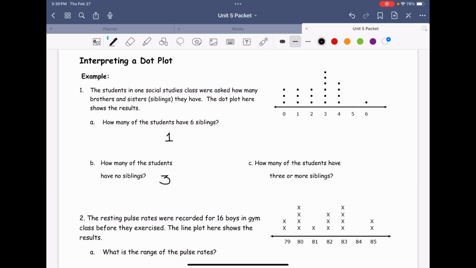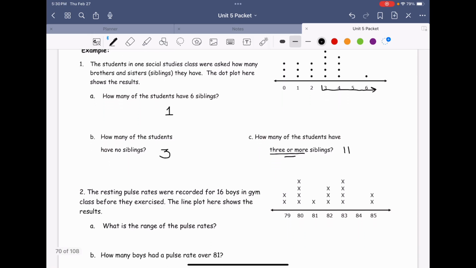C, how many of the students have 3 or more siblings? So 3 or more would mean that it's going to include 3. So I'm going to start at 3 and count the dots from 3 and above. So I've got 1, 2, 3, 4, 5, 6, 7, 8, 9, 10, 11. So there are 11 students with 3 or more siblings.